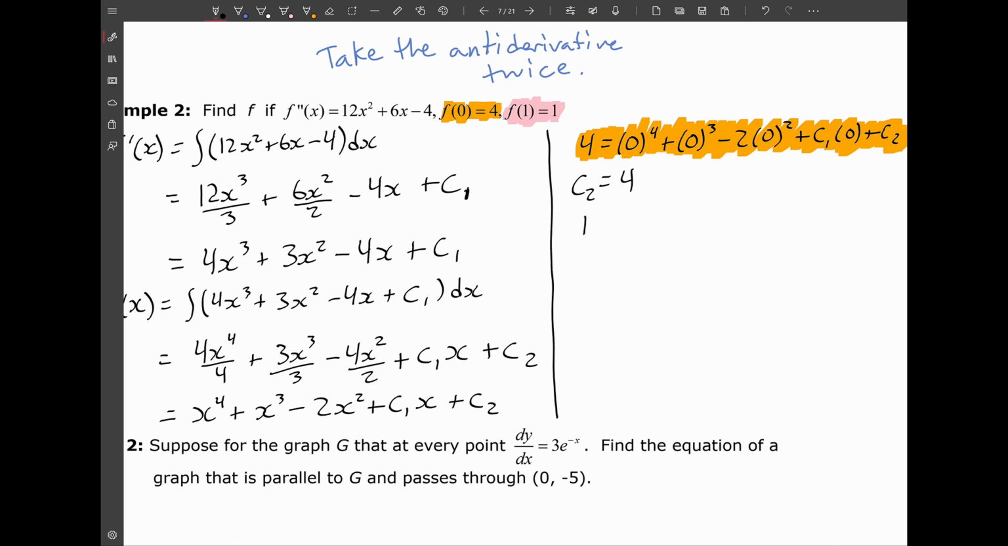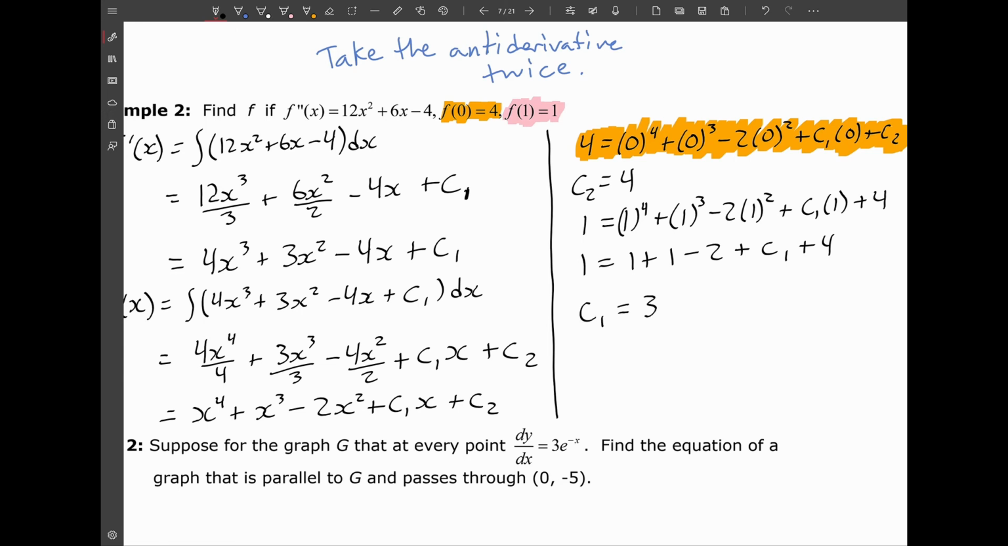All right, 1 then is equal to 1 to the power of 4 plus 1 cubed minus 2 times 1 squared plus c1 times 1. Now, c2 we've already solved for. It's 4, so we can just throw that in there to solve for our c1. What we get is 1 is equal to 1 plus 1 minus 2 plus c1 plus 4. And when we simplify that all down, we get that c1 is equal to negative 3.